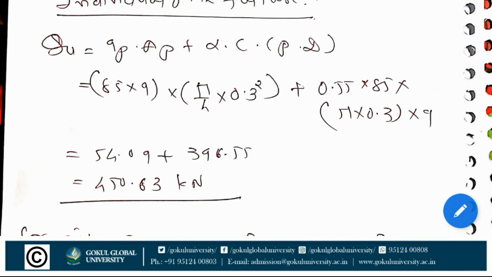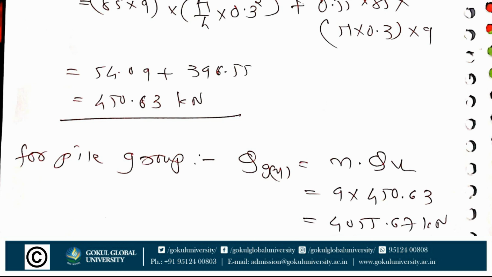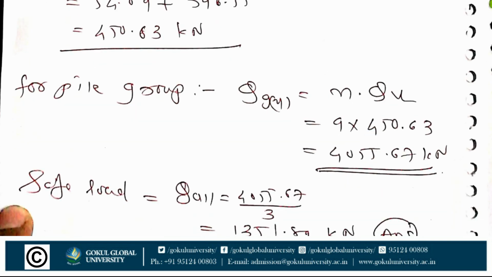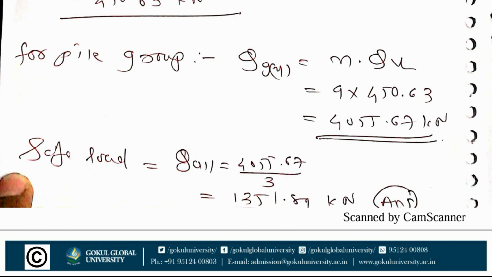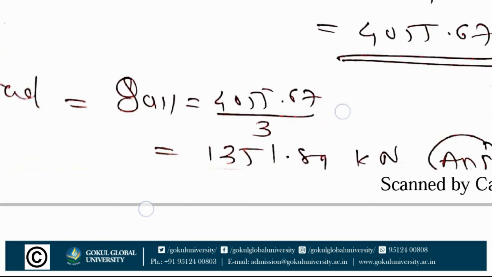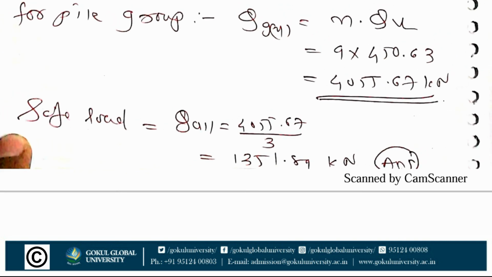But remember that this is for one particular pile. For pile group, we have to multiply it by the number of piles. Total 9 piles are given and one particular pile capacity is 450.63 kilonewton. So we get QGU is equal to 4055.67 kilonewton. And we have to calculate safe load. The safe load is equal to QGU divided by factor of safety. So the pile group load is 4055.67 divided by factor of safety 3. So we can get the safe load on the pile, 1351.89 kilonewton. Okay. Thank you.